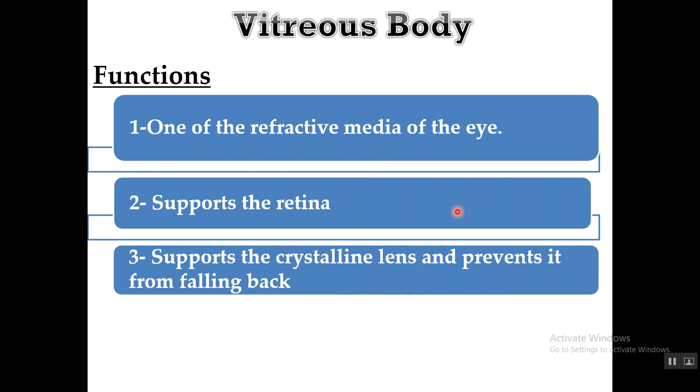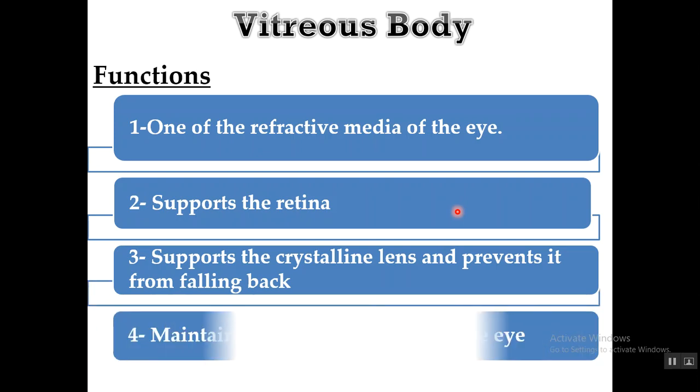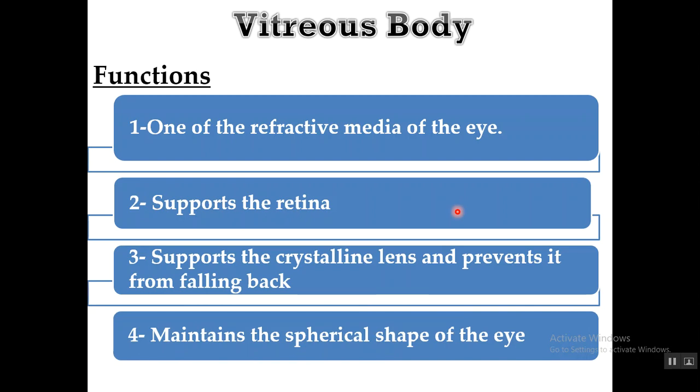This is the main function of the vitreous body. And finally, it maintains the spherical shape of the eye. These are the functions of the vitreous body.